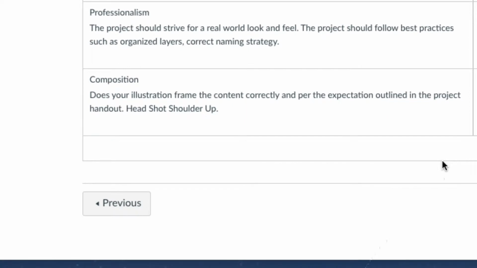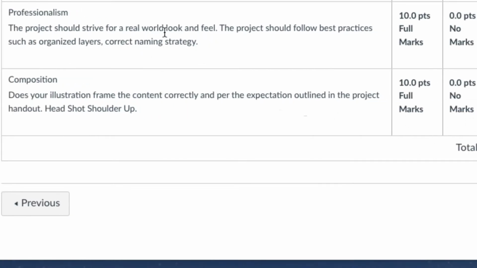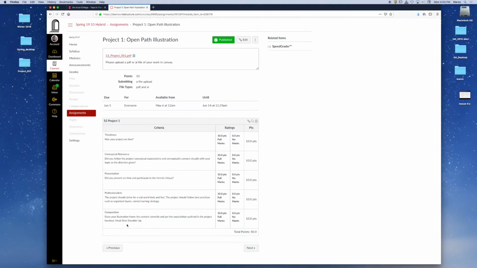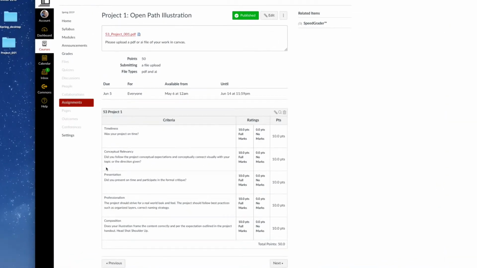Professionalism. The project should strive for a real-world look and feel. The project should follow best practices such as organized layers and correct naming strategy. Composition. Does your illustration frame the content correctly and per the expectations outlined in the project handout? Head shot, shoulders up. You'll notice that those are the things that I'm going to grade you on. Any questions or concerns about the rubric? Anything that doesn't make sense here? No? It all makes sense?